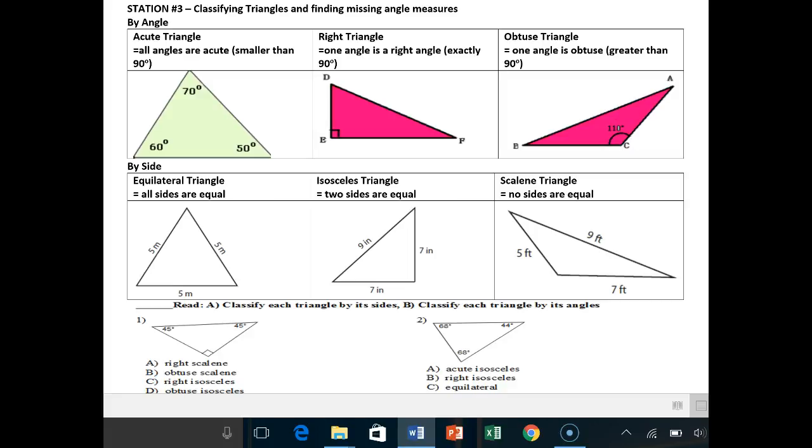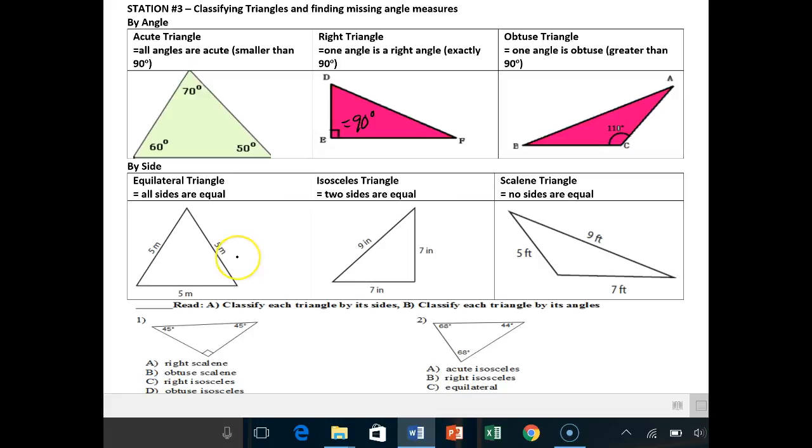If all the angles are less than 90 degrees, like 60, 50, 70, then we call it an acute triangle. If you have one angle that's got a little box, or is 90 degrees, you might want to label that 90 degrees, and you call that a right angle. And if you have one angle that's greater than 90 degrees, so in this case 110 is bigger than 90 degrees, you call that obtuse. So those are the three ways you can classify a triangle by its angle measurements.